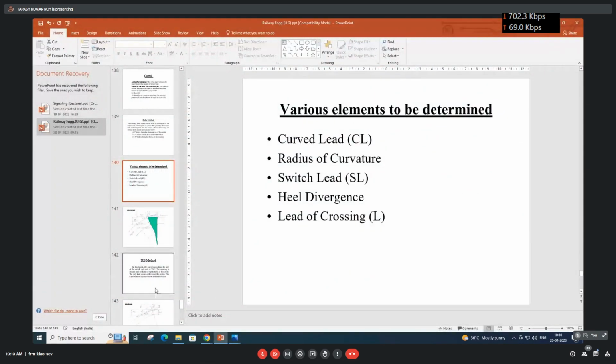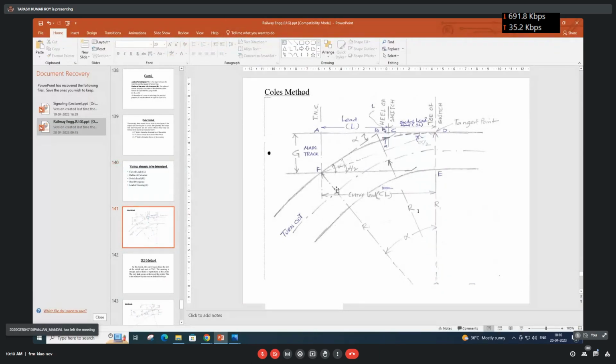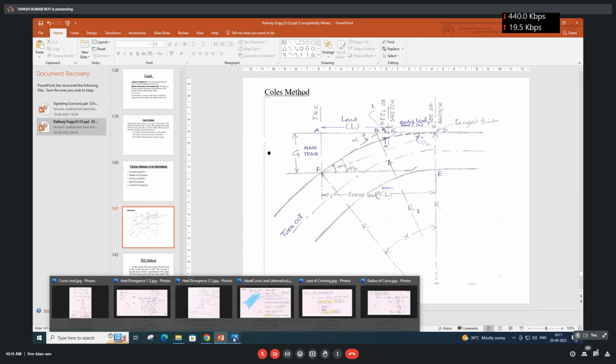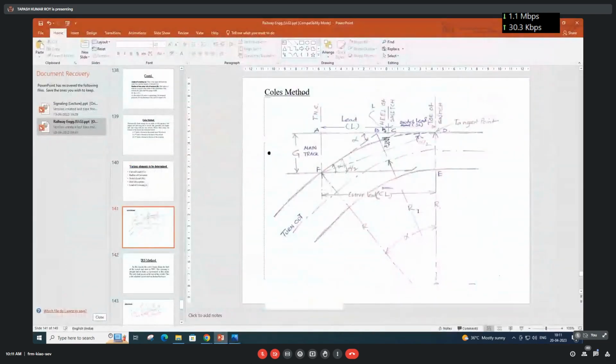If we come to the picture, then we can easily write it. Curve lead CL equal to AB, where two tangents intersect on this curvature. This is the curvature, and two tangents are drawn from the two ends and intersect at P. So we can easily write AB plus BD. Now BD equal to BF, because the two tangents are equal, BF.